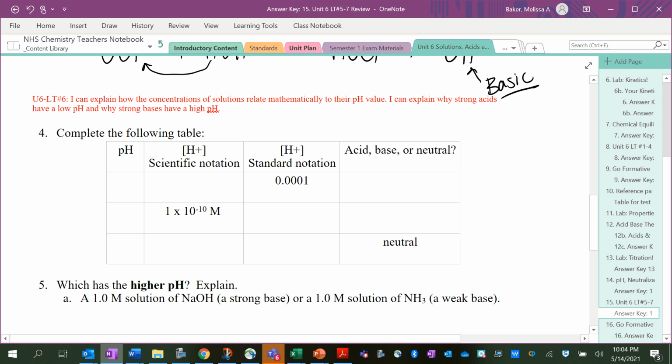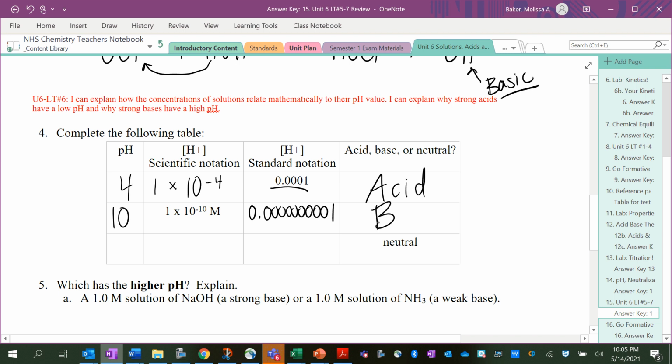Next learning target, I can explain how the concentrations of solutions relate mathematically to their pH value. I can explain why strong acids have a low pH and why strong bases have a high pH. So for this one, we've got scientific notation. This would be 1 times 10 to the negative 4th, which means it's a pH of 4 and it's an acid. This next one, if I write it out, it's 1, 2, 3, 4, 5, 6, 7, 8, 9 zeros. And it would have a pH of 10. That is basic.